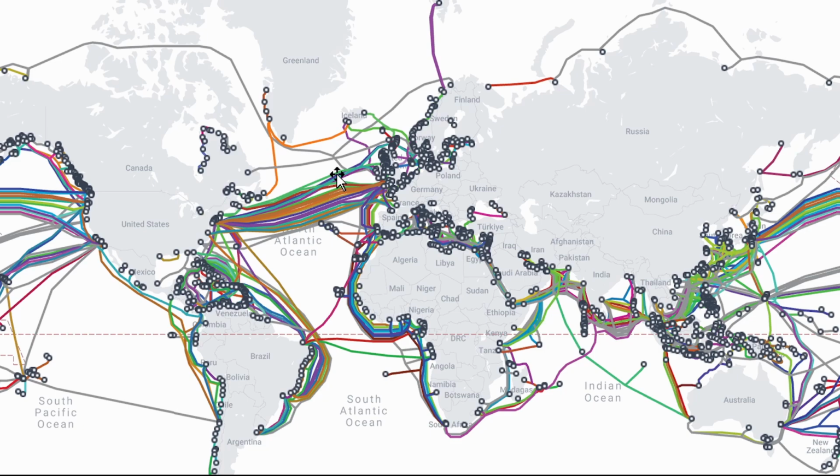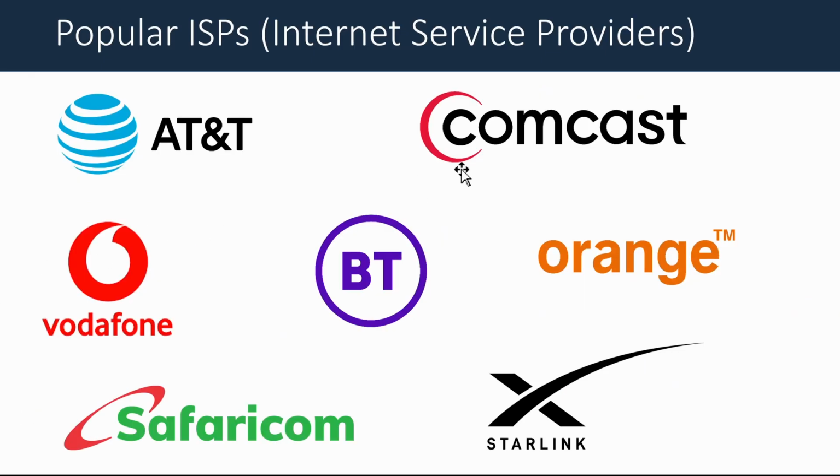And then how do you connect to these undersea cables? We connect to these undersea cables using internet service providers. Here we have an example of common internet service providers. For example, we have AT&T, we have Comcast, we have Vodafone, we have BT, we have Orange, and then in East Africa we have Safaricom.